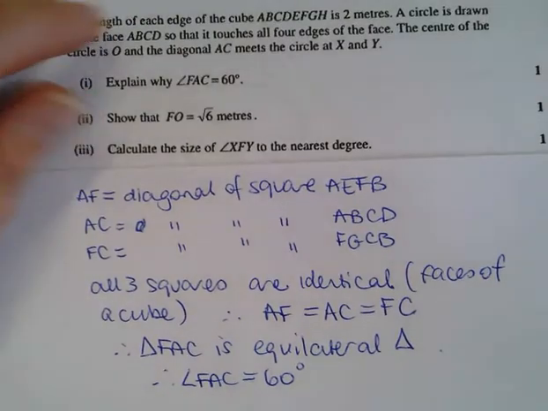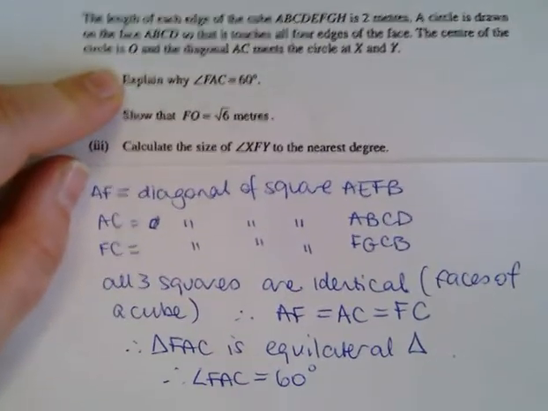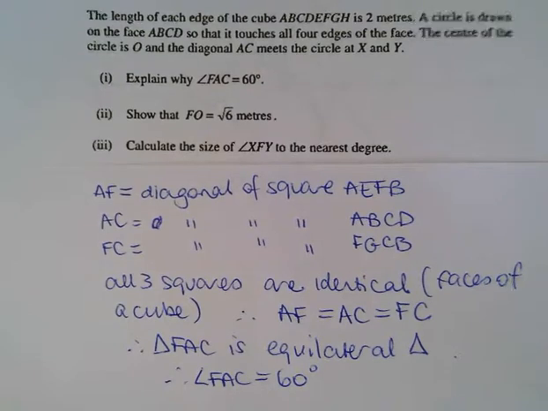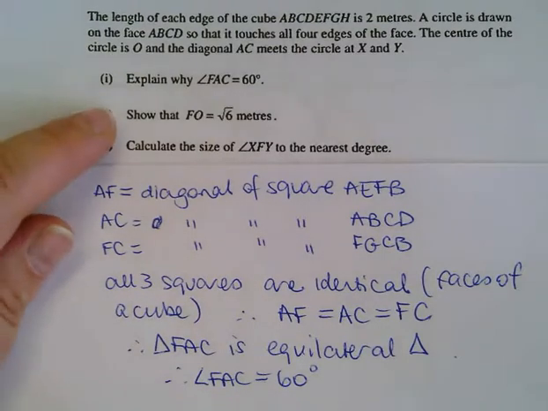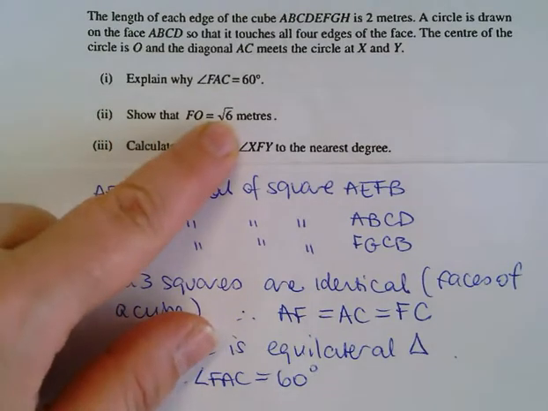The other thing is, so first way to do it is to say that all the diagonals are the same. And they are. Because look, angle FAC belongs in triangle FAC. We've just looked at the lengths of FA, AC and FC and they're all equal. The triangle's equilateral. So the angle is 60 degrees. Another thing we can look at is to look at, someone was saying, let's look at FO. Well, it's saying show that FO is root 6 meters.